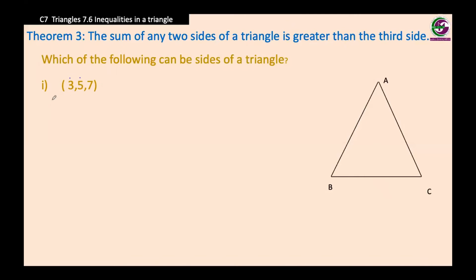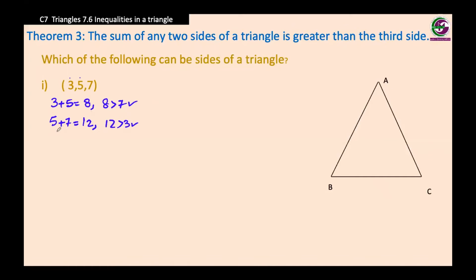Let us see. First and second, 3 plus 5 is equal to 8, which is greater than 7. So it is okay. Again, between second and third, 5 plus 7 is 12, which is greater than the other side, which is 3. It is okay.